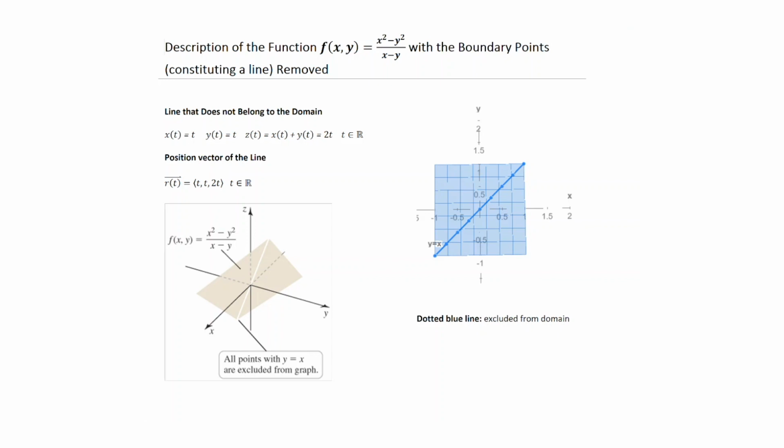You could also write it in position vector form, in which case we would just write angle bracket, x component t, y component t, z component 2t. So this is basically the position vector that you would see. In the xy domain, you can see the domain. The line y equals x, which is a dotted blue line, is not part of the domain. So everything else is basically part of the domain. So this is just an illustration for this particular problem, and just trying to graph as much as possible.